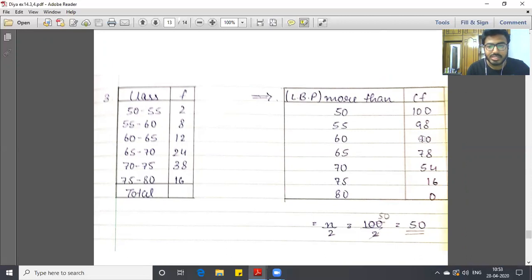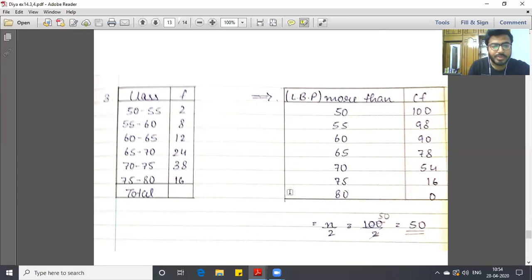Next, more than 65: 90 minus 12, so it will be equal to 78. More than 70: 78 minus 24 is equal to 54. Then more than 75: 54 minus 38 is 16. Then more than 80: you have already taken everything above 75. Can anyone be more than 80? Between 75 and 80 there are 16, so there cannot be anything more than that. So more than 80 is equal to 0.